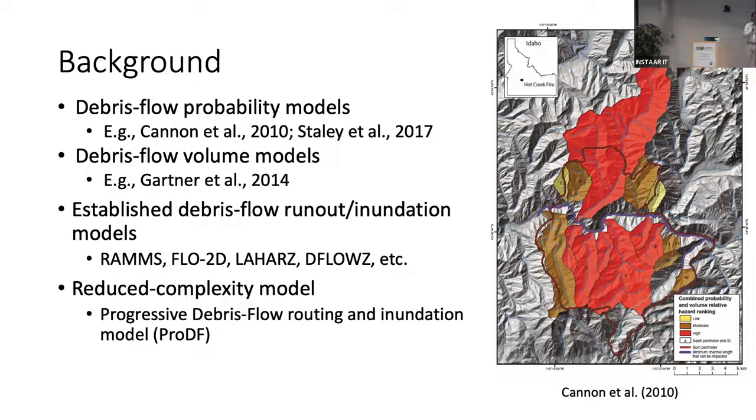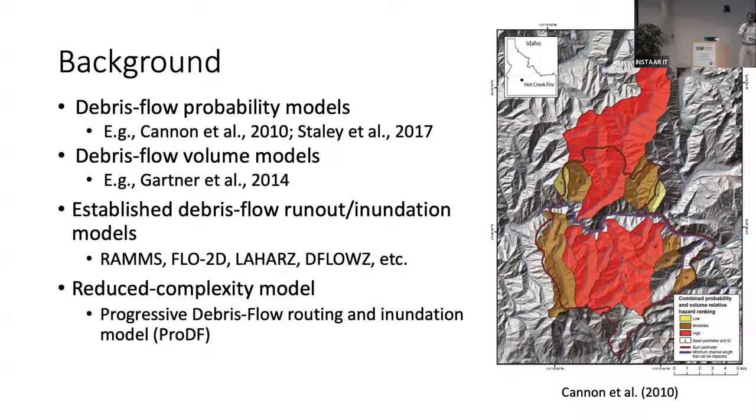Furthermore, existing inundation models, like some that I have listed here, aren't necessarily applicable in rapid hazard assessment scenarios. For example, many are process-based or physics-based and require really detailed information regarding flow properties that might not be easily constrained, especially during a rapid hazard assessment. Furthermore, they're very computationally expensive, which means they might be less applicable in scenarios where hundreds or even thousands of burned watersheds are likely to produce debris flows.